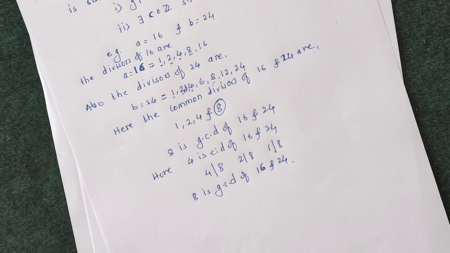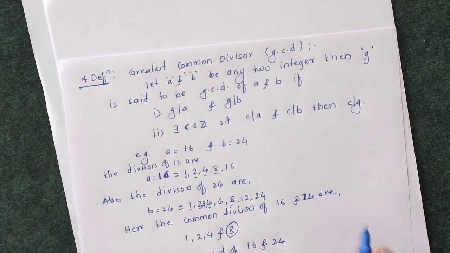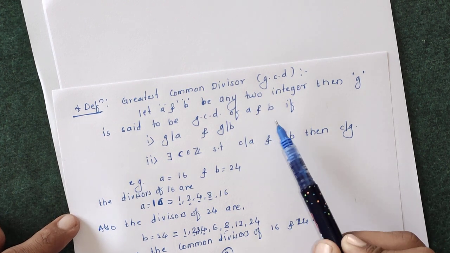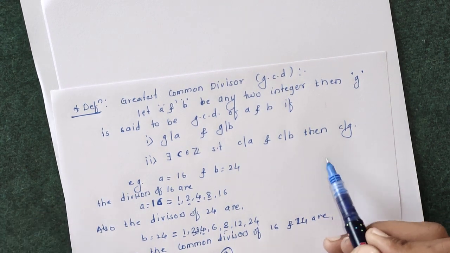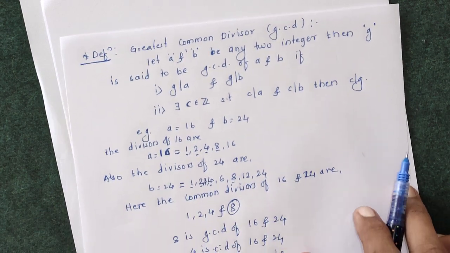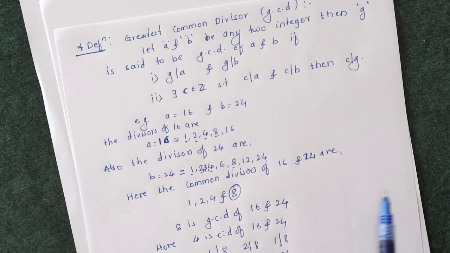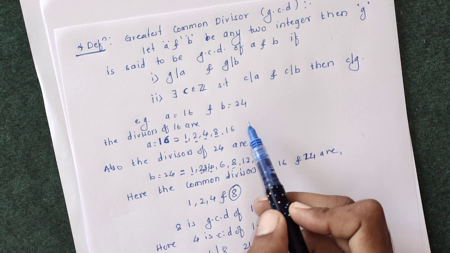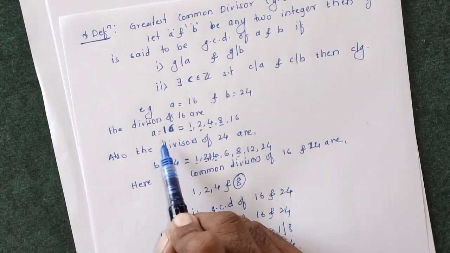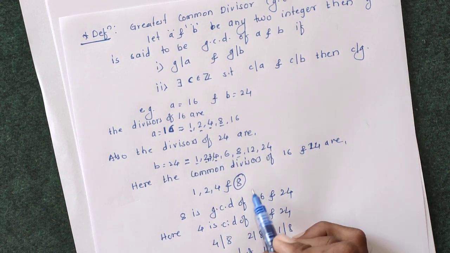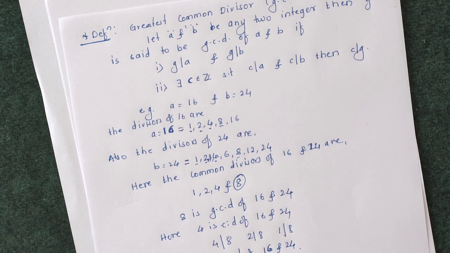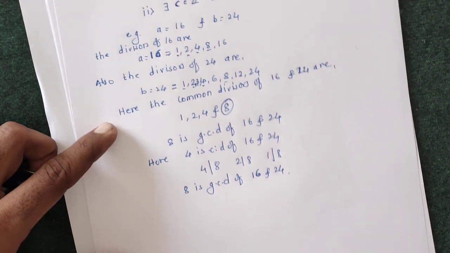Again we will discuss this definition. For any two integers A and B, G is said to be GCD, that is greatest common divisor, if G is a common divisor of A and B and G is greatest among all the common divisors of A and B. We have taken a particular example: A equal to 16 and B equal to 24. The common divisors of 16 and 24 are 1, 2, 4 and 8, and the greatest among all these common divisors is 8. So 8 is our GCD of 16 and 24.